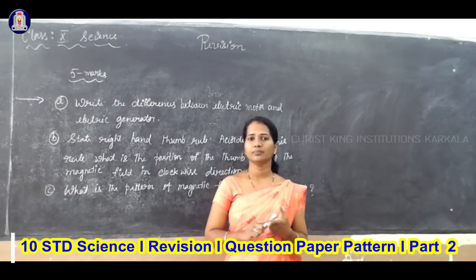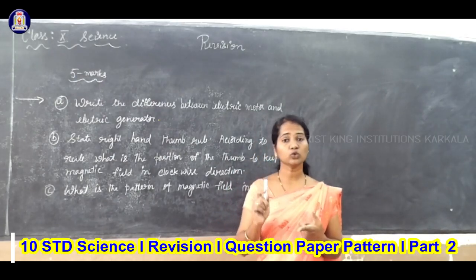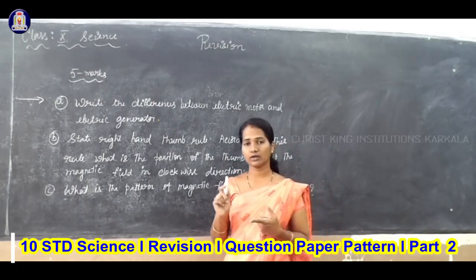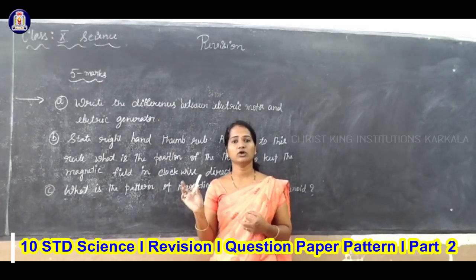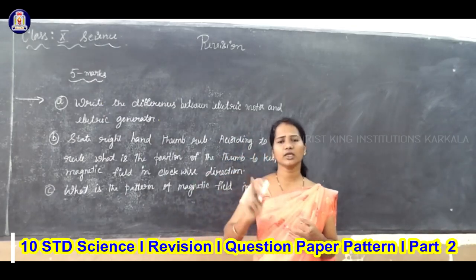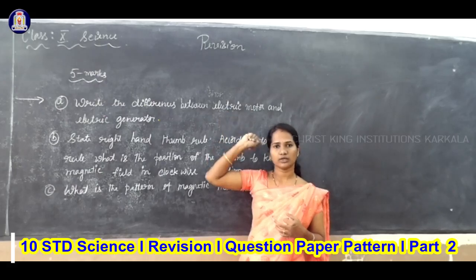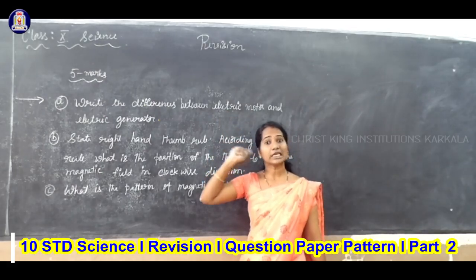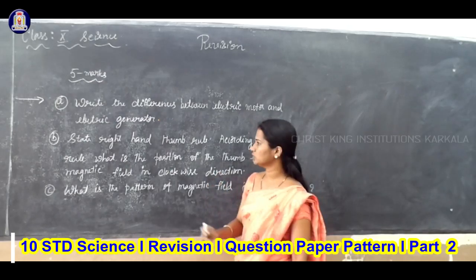Second one is, in the generator we are using slip rings. 2 full rings are used. They are called slip rings. In the motor, half rings are used. It is called a split ring. 2 split rings are used. This is the very important difference between generator and the motor. In the generator, 2 slip rings are used. In the motor, 2 split rings are used.